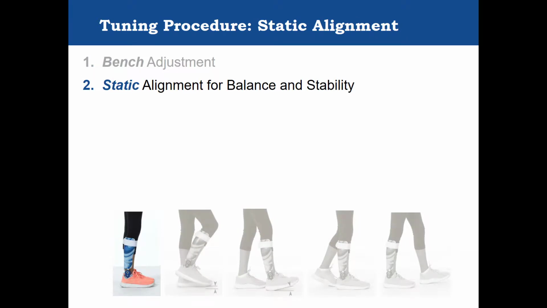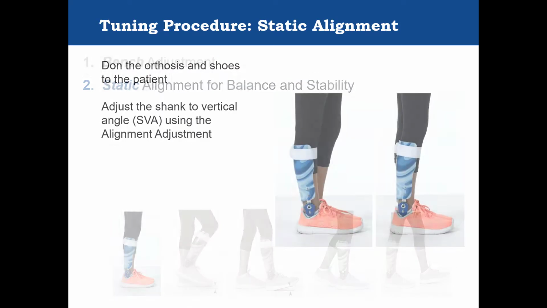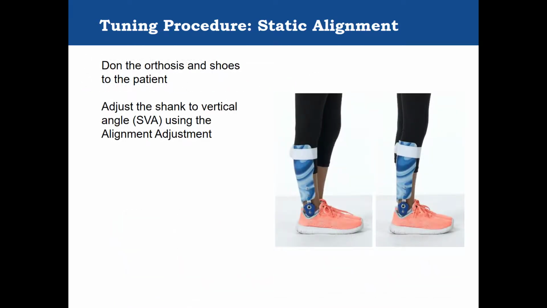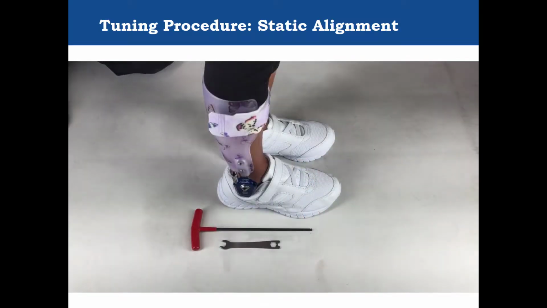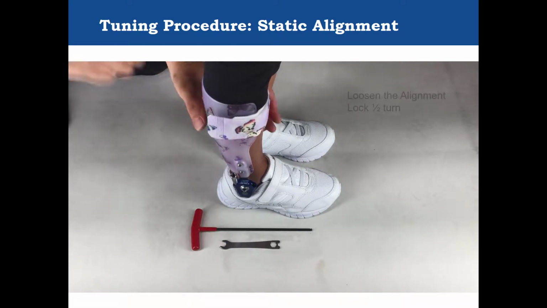The second step of the triple action tuning procedure is static alignment. Don the AFO and shoes. With the patient standing, use the triple action alignment setting to tune the shank to vertical angle. A convenient way to measure the shank to vertical angle is to place an angle finder or smartphone against the tibial crest. The typical starting point for shank to vertical angle is 11 degrees. This video illustrates static alignment.